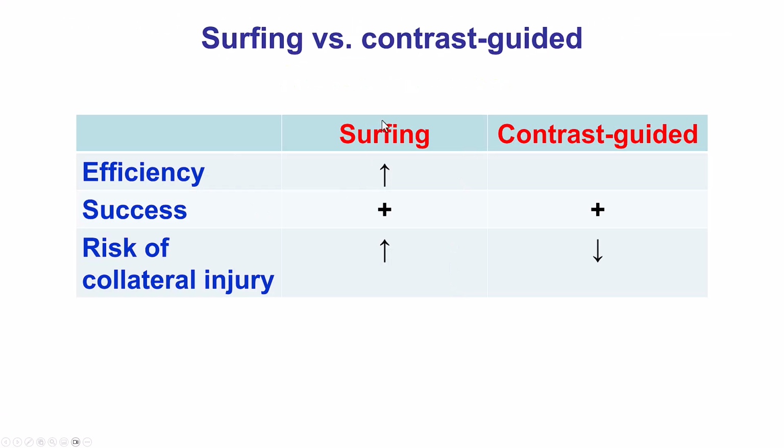In general, surfing is what most people do first because it's much more efficient and it succeeds in, I would say, most of the cases. But the downside of surfing is that there is a risk of septal injury, and that's especially true if we're using polymer jacketed wires such as the Xeon Black or the Fielder XTR. The advantage of the contrast guided technique is that there is less risk of injury because we're controlling where we're advancing the guide wire based on our selective tip injection of the septal collateral.